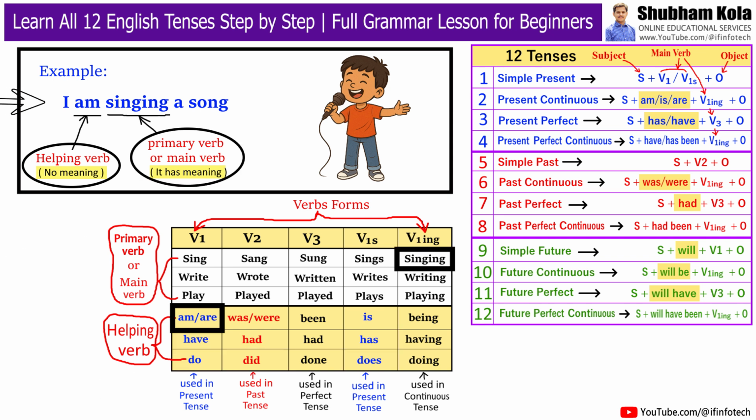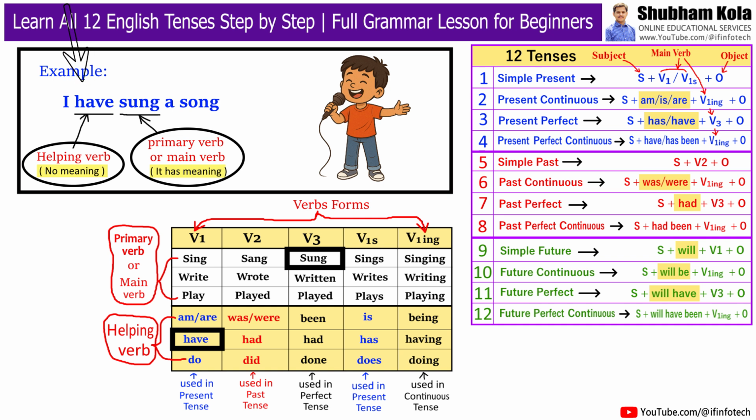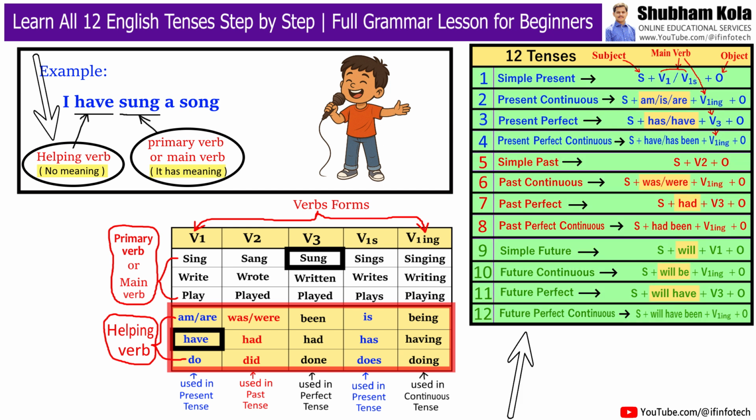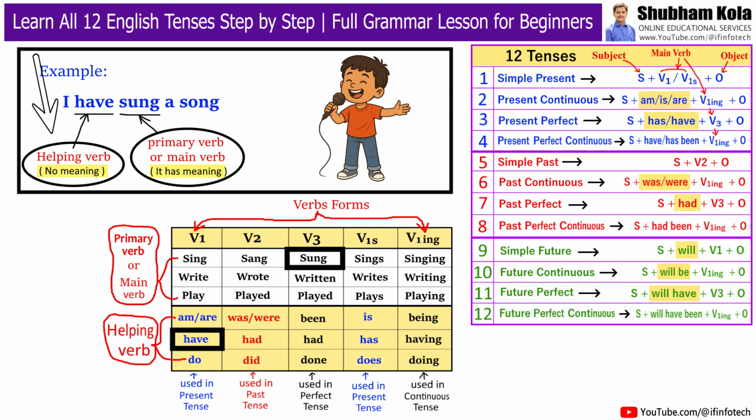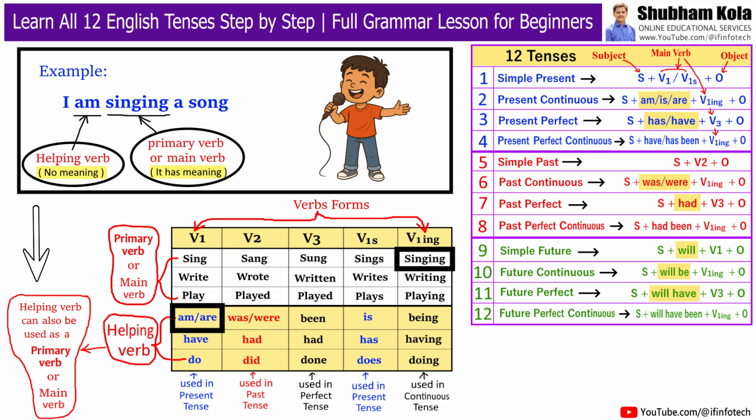For example, in this sentence, I am singing a song. The main verb is singing and am is the helping verb. And in this sentence, I have sung a song. Sung is the main verb, that is the past participle form, and have is the helping verb. Helping verbs are very important for forming tenses, especially the continuous tenses and perfect tenses. So remember, a primary verb is the main action word and a helping verb is a supporting word. But you should remember this thing, when we use a helping verb as a helper, it has no meaning. Don't try to translate it.